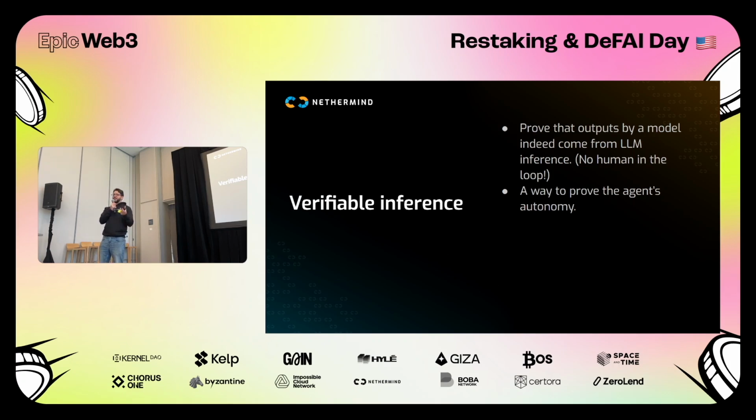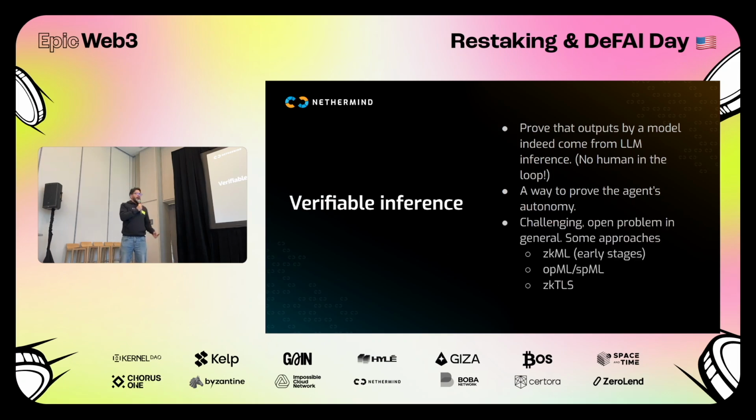And if we had this kind of proof, cryptographic, cryptoeconomic, or otherwise, we might have a better time at guaranteeing that there's no human in the loop in our AI constructs. And it's effectively a way to prove the agent's autonomy if we're able to generate these kinds of proofs. So as it turns out, this is an open and challenging problem in general. And there are special things about AI and LLM inference that make it especially challenging.